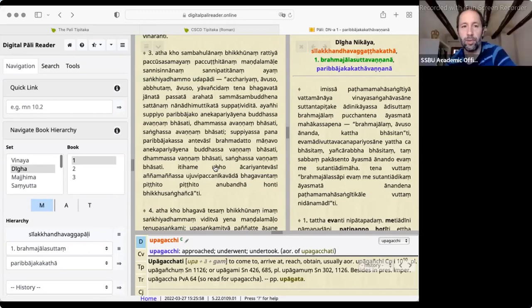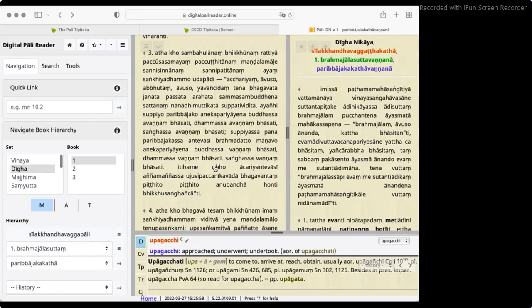Perfect. Here, feel free, Bhante, to skip all the things that we have already seen, like the vannam bhasati, this one you can skip, and the last one, anubandha honti. But you can comment on the non-seen ones, the new ones, like the first, udapadi. Ayam sankhya dhammo udapadi. Ayam sankhya dhammo, that's the subject of the udapadi.